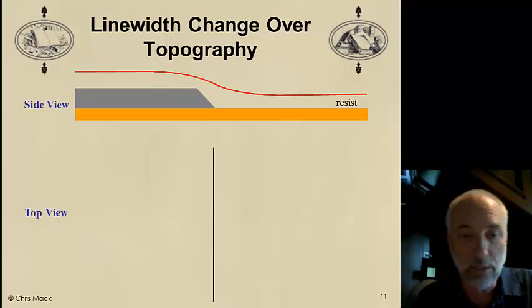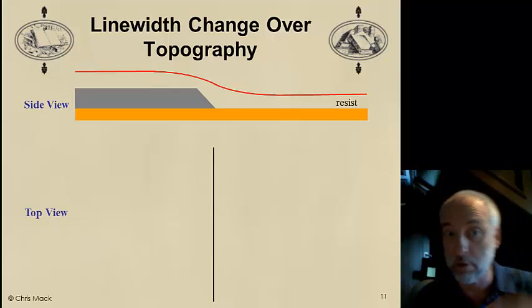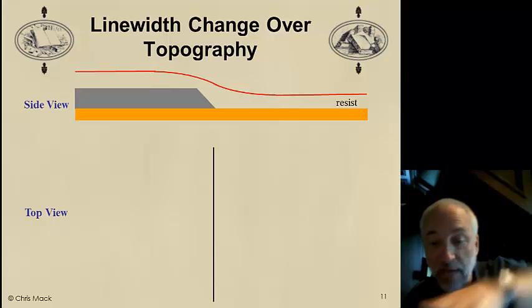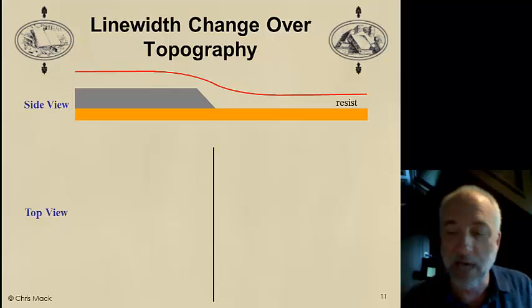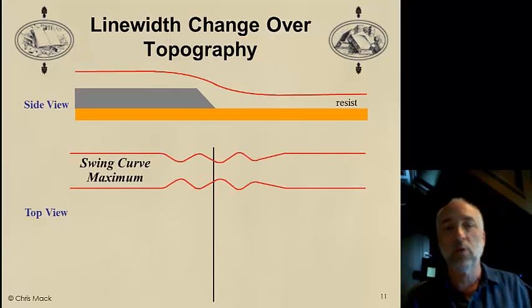So let's take a top-down look at a feature. So I'm going to take a feature and go over the step. And here's a top-down. My black line here shows me the bottom of the step. Here's one example.